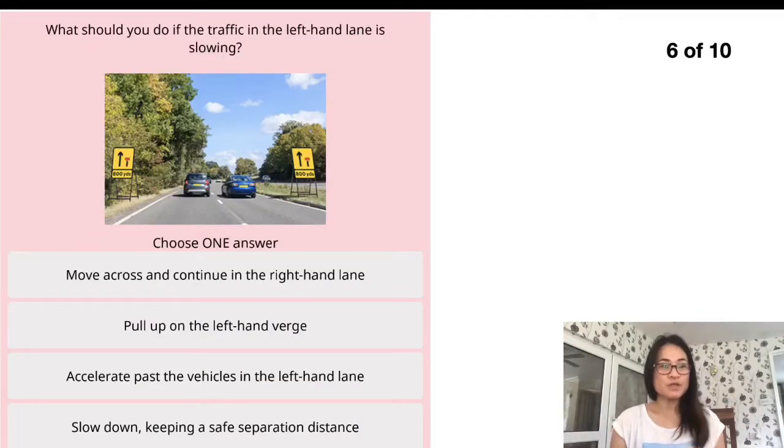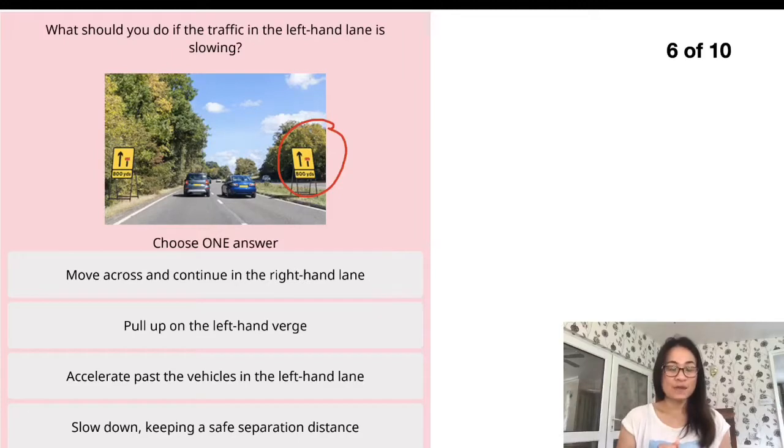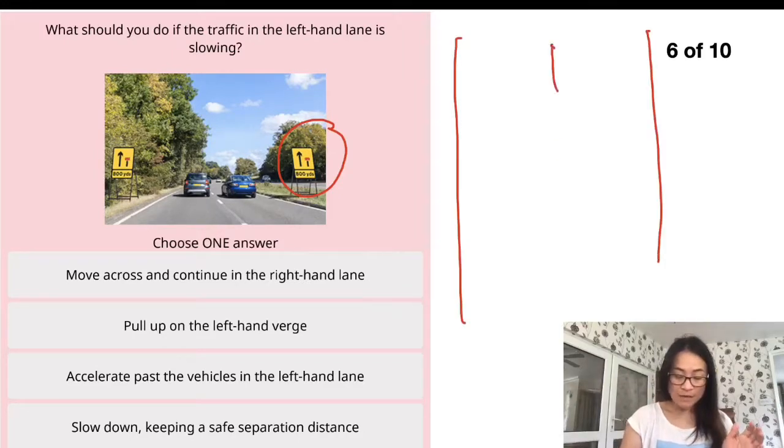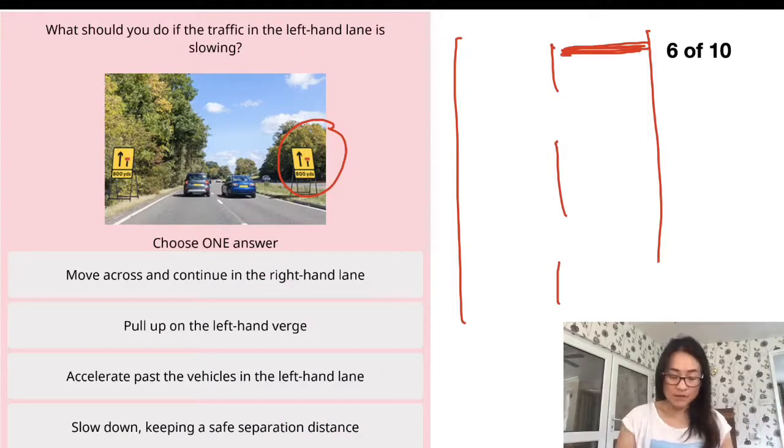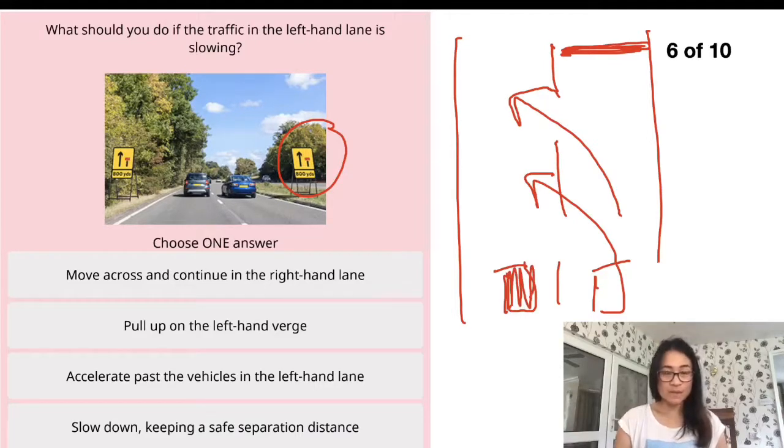Question 6. What should you do if the traffic in the left-hand lane is slowing? Okay, the traffic in the left-hand lane is slowing because the right-hand lane is about to close. In 800 yards, the right-hand lane will be closed. So any car that is already driving in the right-hand lane needs to move to the left-hand lane. This is the reason why the traffic in the left-hand lane is slowing down, because this driver here has to slow down or stop the car, to give a chance to the car on the right-hand side to move back to the left-hand lane.